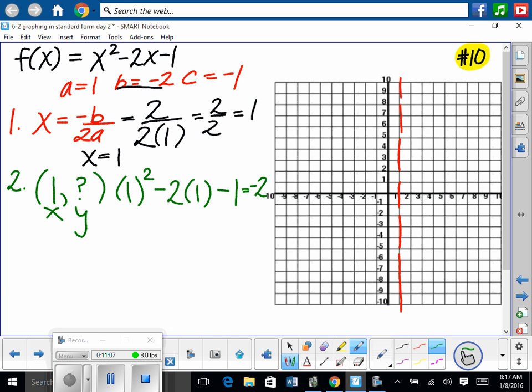Did anybody get something different? Do I need to come help you out real quick? Okay, so we got y is equal to -2. We plugged in 1, we got -2. So our vertex is at 1 comma -2. So I'm going to plot my vertex. Over 1, down 2. I plot my vertex. Is this a minimum or maximum?